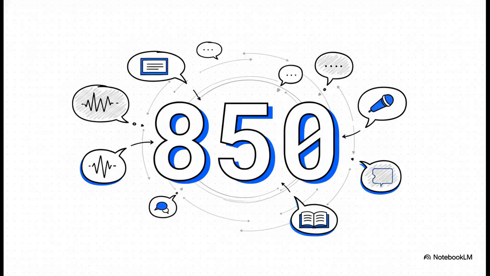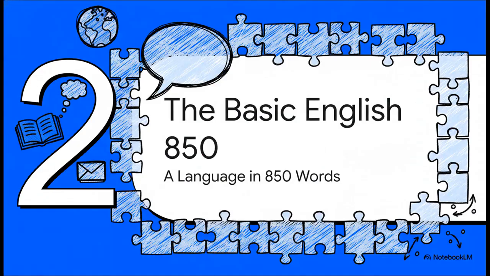Well, the answer really starts with that number, 850. Just 850, that's it. To put that in perspective, you and I probably know tens of thousands of words. But this system claims you only need this many. A super carefully selected list of just 850 words. And look, this isn't just a list of the most common words. Nope, it's a whole system, a complete, self-contained language designed for communication. It's called Basic English, and the whole point was to create a super simple, international language that pretty much anyone could learn, and learn fast.